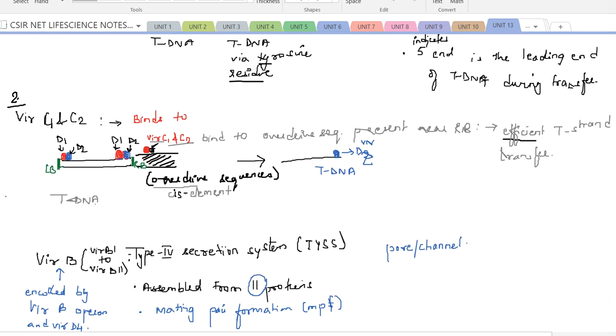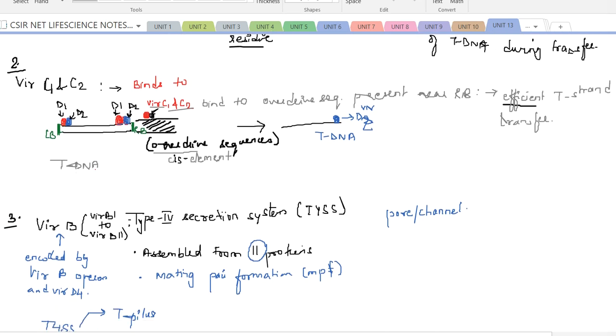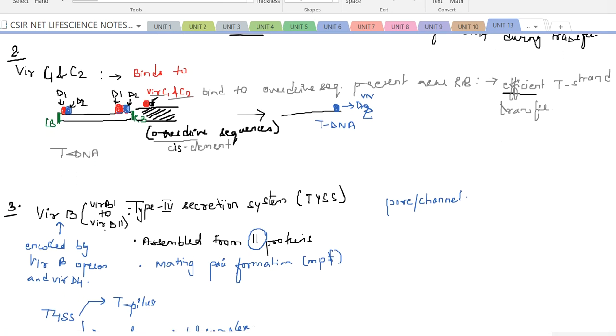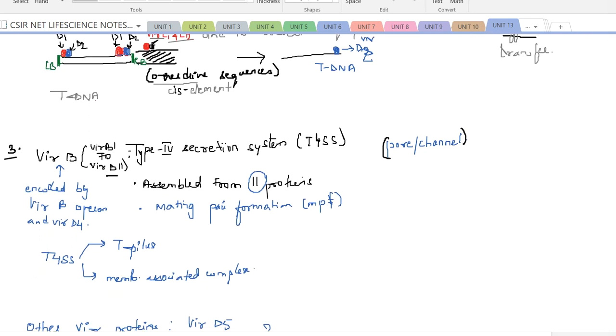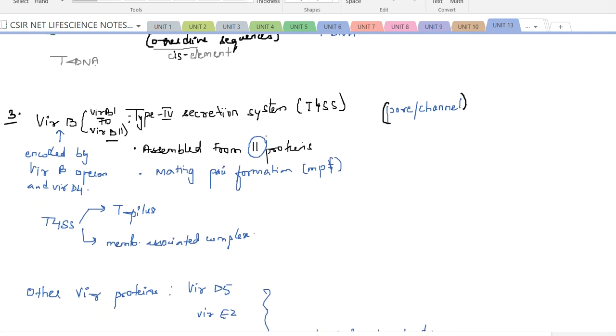Next we come to VirB and VirD4. The VirB role is to encode VirB proteins, that is from VirB1 to VirB11. These 11 proteins together make the type 4 secretion system, T4SS. It forms the pore or channel through which the tDNA will transfer into the host cell. This is also known as mating pair formation, MPF. T4SS has a T pilus and a membrane associated complex.